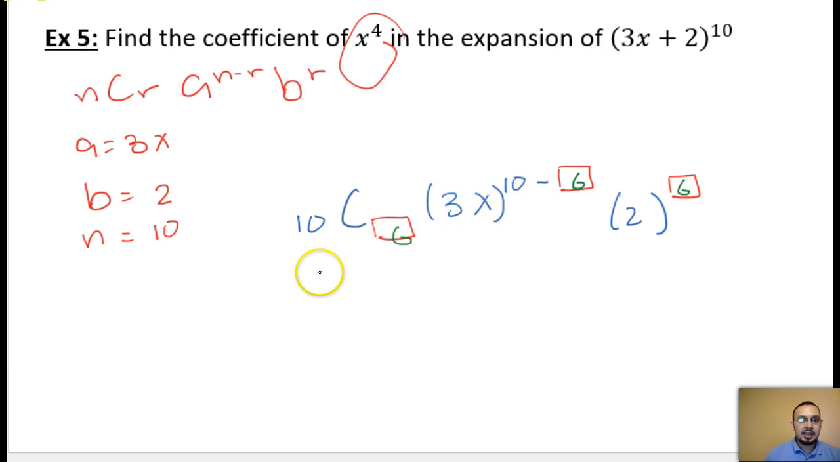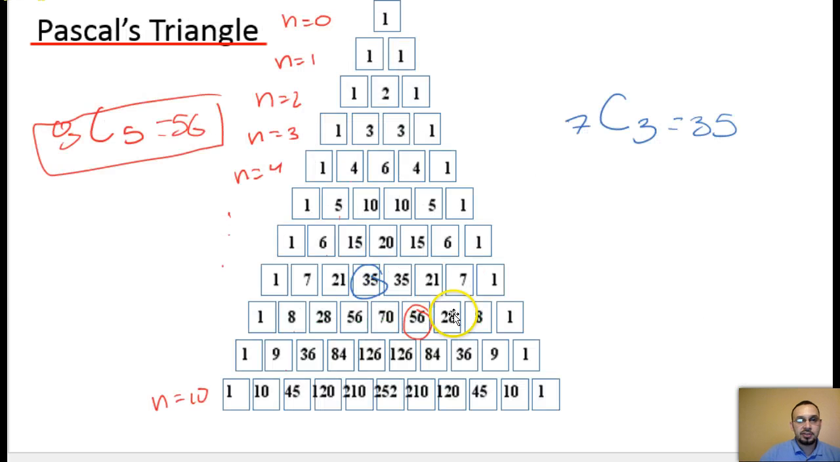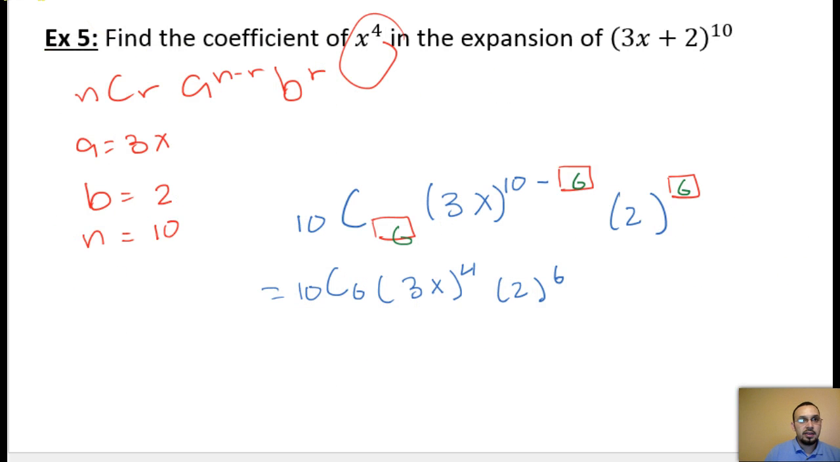If I do that, I can just simplify this further to have 10 choose 6 of 3x to the 4th power of 2 to the 6th power. So what is 10 choose 6? If we go back to our Pascal triangle, the 10th line is here. We're going to choose 6. 0, 1, 2, 3, 4, 5, 6. That's going to be 210. So we're going to go back down. We're going to use that 10 choose 6 is 210. So you can use Pascal's triangle or your calculator.